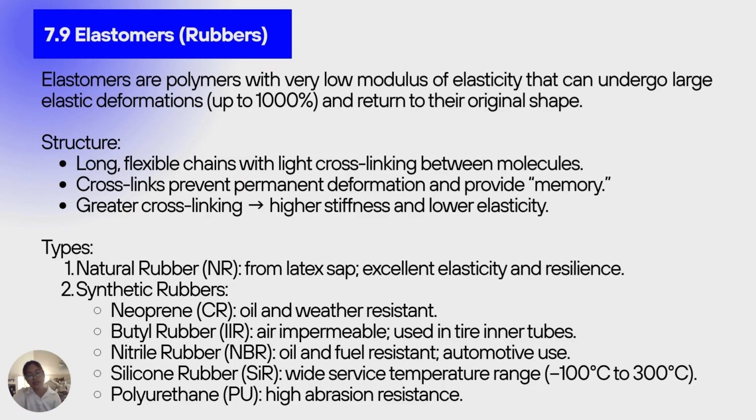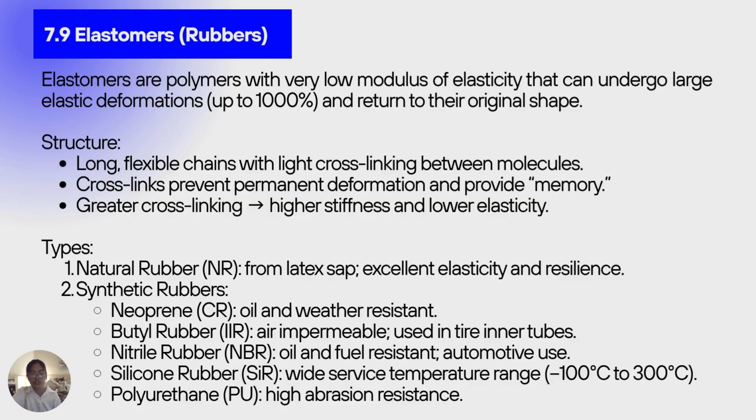To understand their behavior, let's look at the molecular structure of elastomers. Elastomers are composed of long, coiled polymer chains that are only lightly cross-linked. When no stress is applied, the chains are randomly oriented and entangled. When stretched, these chains uncoil and align in the direction of the stress, storing elastic energy. When the load is released, the cross-links pull the chains back to the original coil configuration, giving the material its elastic recovery. This structure provides high extensibility, excellent resilience, and low stiffness compared to other polymers.